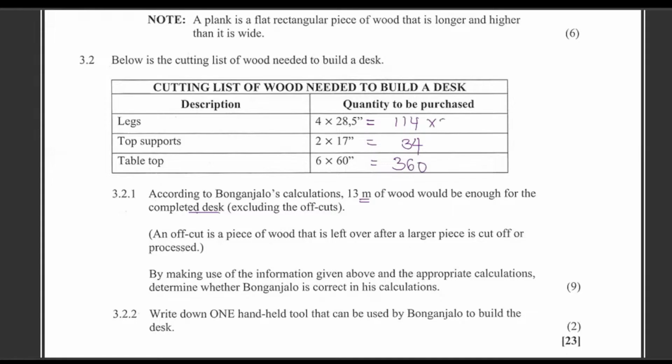But what we do, let's multiply them by 2. Or let's do this, this one will be simpler. What we do, we add everything up. So it's going to be 114 plus 34 plus 360. So the total length that we need, but these are what? Inches. Multiply by 2.54 to turn them into centimeters. Multiply by 2, you end up having 1,290.32. These are centimeters.